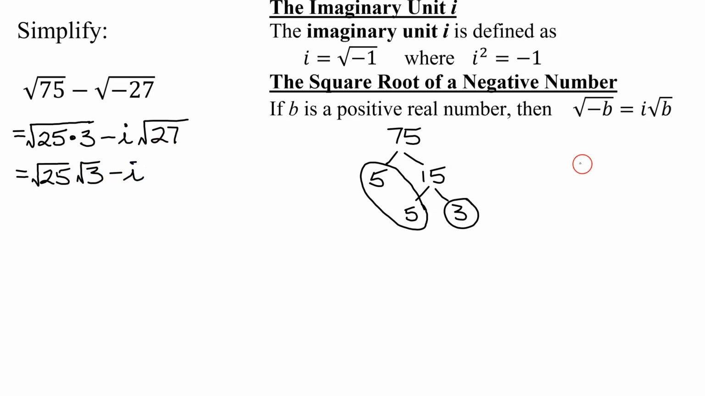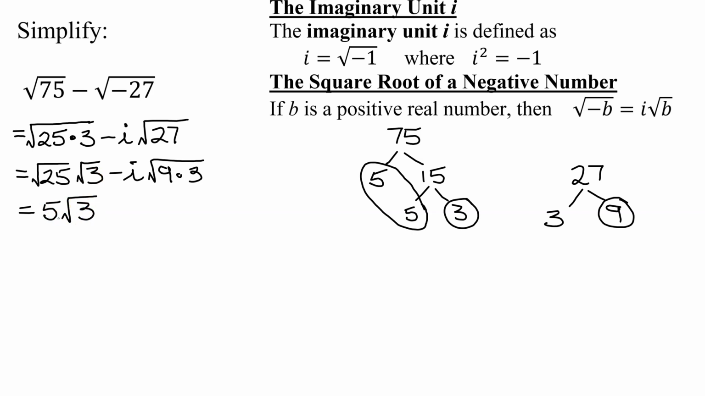Now 27 is not a perfect square. So if we factor it, it's 3 times 9. 9 is a perfect square, and 3 is prime. So I'm going to write it as the square root of 9 times 3. Simplifying the first term, the square root of 25 simplifies to 5. The square root of 3 does not simplify, so my first term just becomes 5 times the square root of 3. Minus i times, now I need to use the product property of radicals, the square root of 9 times the square root of 3.